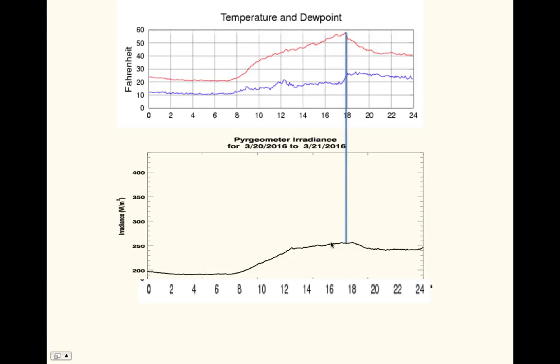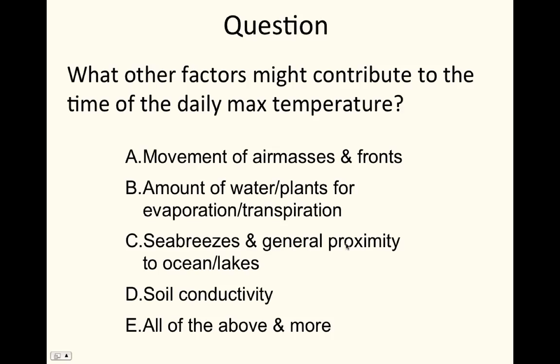And this does correspond pretty well with the maximum surface temperature, which shows when the surface is warmest, and really this is measuring the air in our tower, about 20 feet above the surface. When that air becomes warmest, it emits the most IR radiation to the surface. Question: what other factors might contribute to the time of the daily maximum temperature? There's a bunch of things. The movement of air masses in fronts, the timing of when a warm air mass might come in, it's obviously going to change your time of daily maximum temperature.